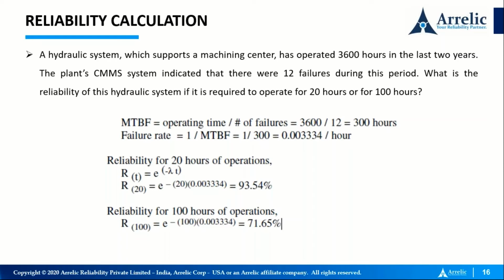The failure rate is the reciprocal, the inverse of MTBF. 1 over MTBF, 1 over 300 is 0.003334 per hour. And the reliability for 20 hours, then you multiply this lambda by 20. And hence, for 20 hours, you get the reliability in percentage as 93.54.